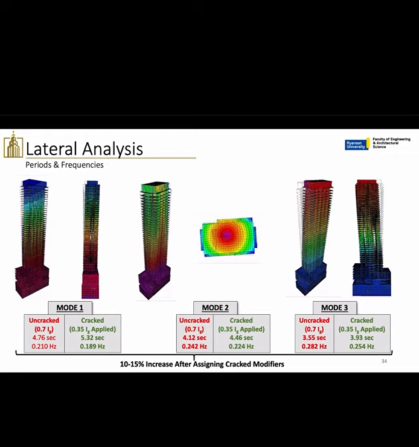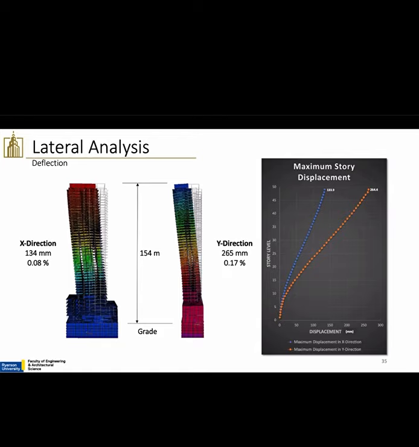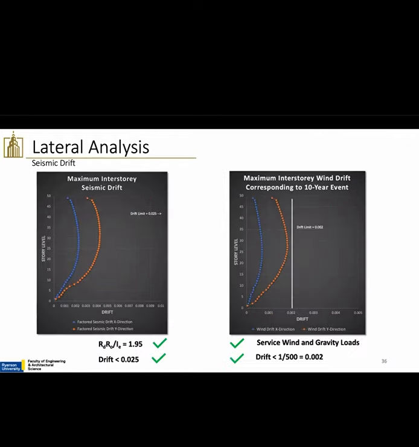Here you can see an elevation of the building showing its lateral displacement, and in the graph on the right, you can see the total displacement of the building was found to be 134 millimeters in the x direction and 265 millimeters in the y direction.